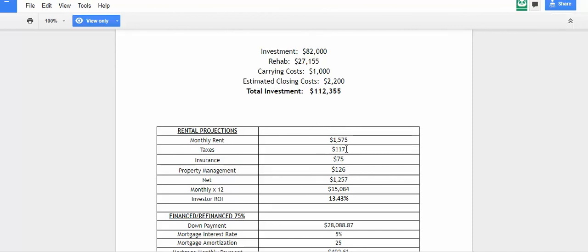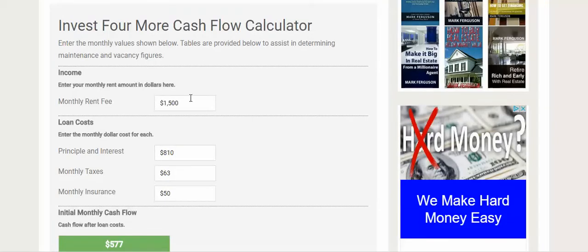Taxes are higher, $117 a month, definitely higher taxes there, but still not crazy. Insurance, sometimes your insurance might be higher on a duplex than a single family home. Their property management number, and they've got all these. So we're going to plug these into my rental property calculator here. So this is $1,575.